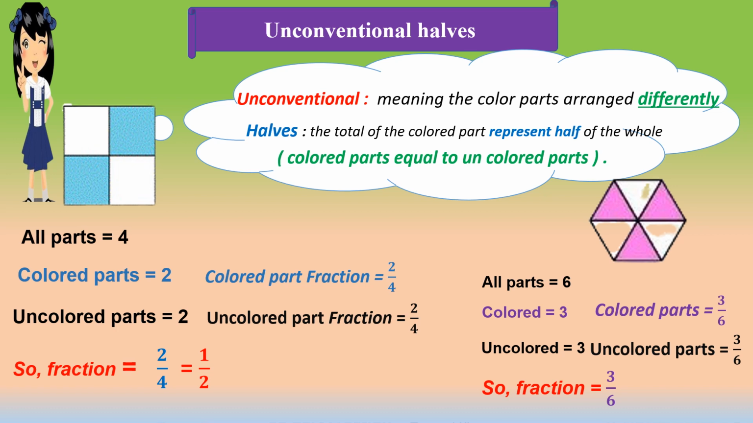Okay. 3 over 6 equal 1 half. Why? Because this is also I colored the half of the wall. So this is an equivalent fraction. What about the equivalent fraction here? 2 over 4 equal 1 over 2. 3 over 6 equal 1 over 2.